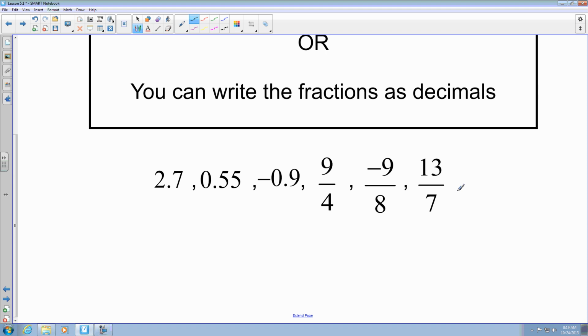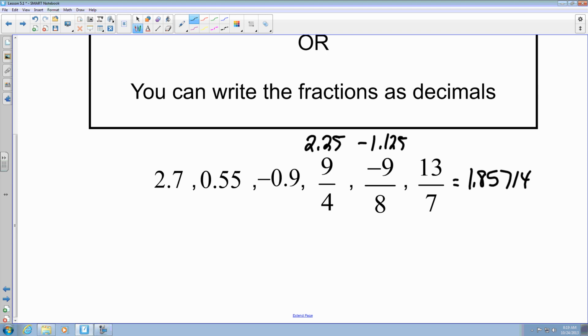So if I look at 9/4, that is going to be a decimal of 2.25. If I look at -9/8, I'm going to have -1.125. And 13/7 is going to be very close to 1.85714. And that will keep going. But for this sake, we'll be able to decipher which ones are from least to greatest.